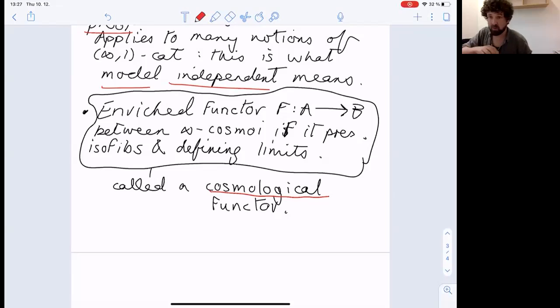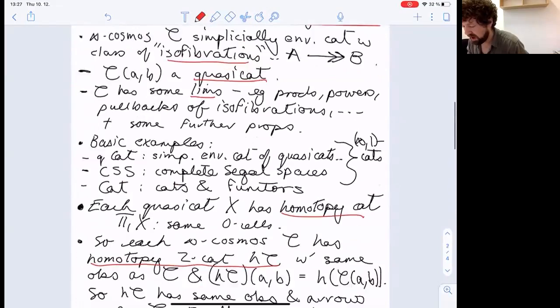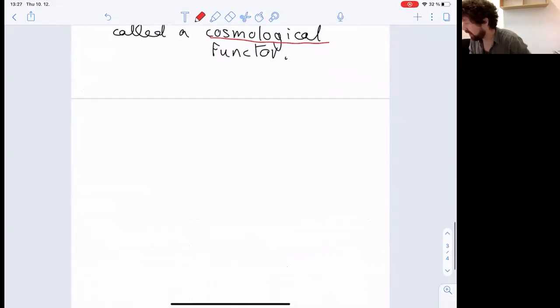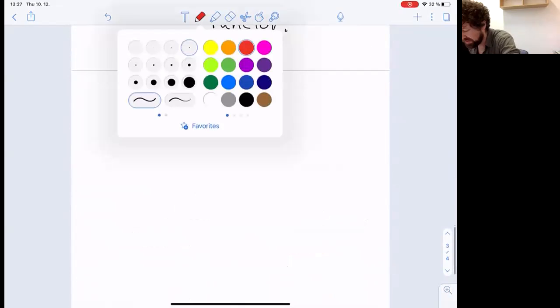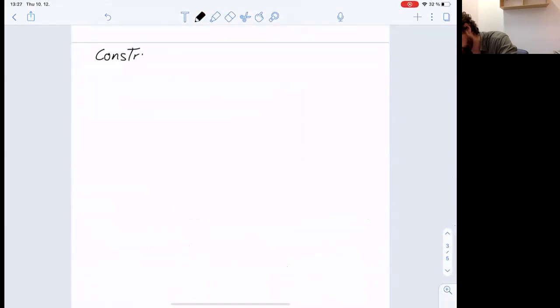I'll just have a sip of water. If anyone wants to ask me a question, feel free. All right, so those are the basic ideas of infinity cosmoi. And now, one more thing I want to tell you about is a bit more technical. This is really about how we know that there are lots of examples of infinity cosmoi.